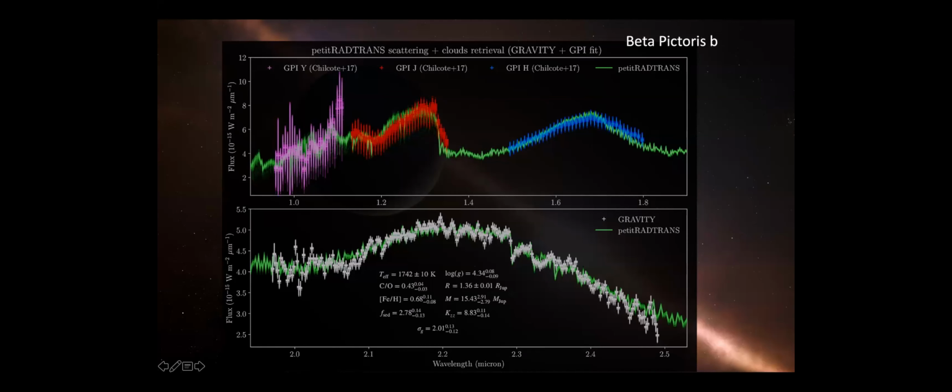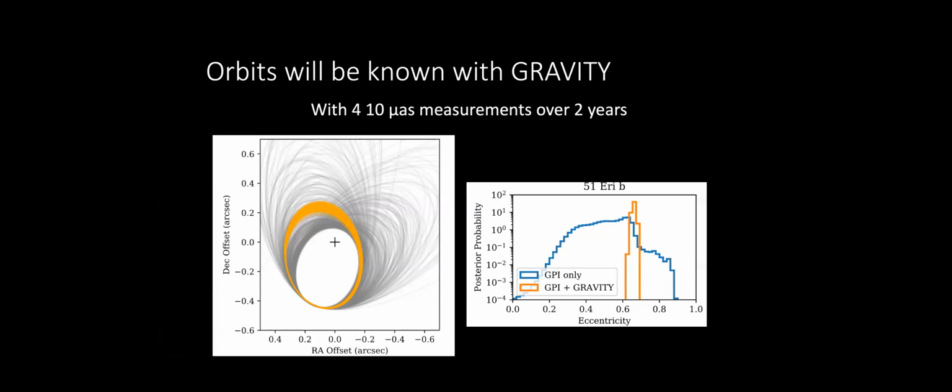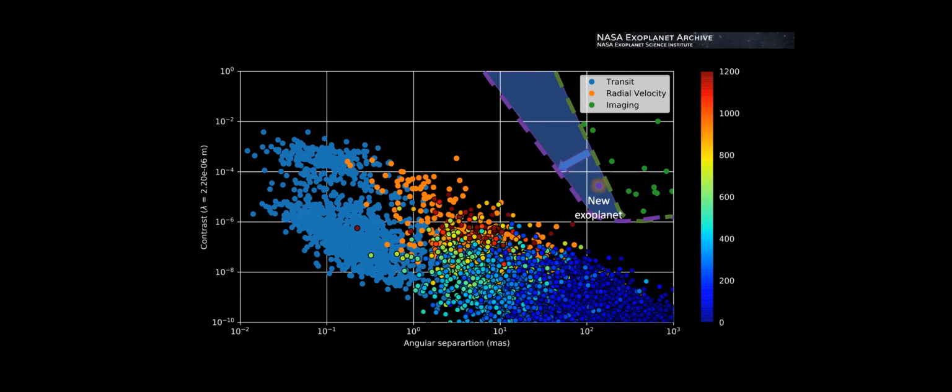Can GRAVITY be used to discover new planets or mainly to characterize planets already identified by other instruments? So you can discover new planets. For example, this one here is an observation that is not published, so I cannot give you the name. But you can find new planets which were not observed by imaging. Yes.